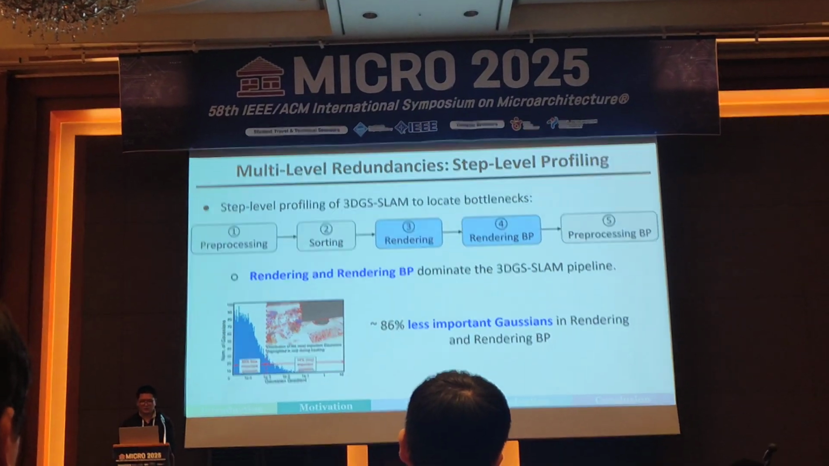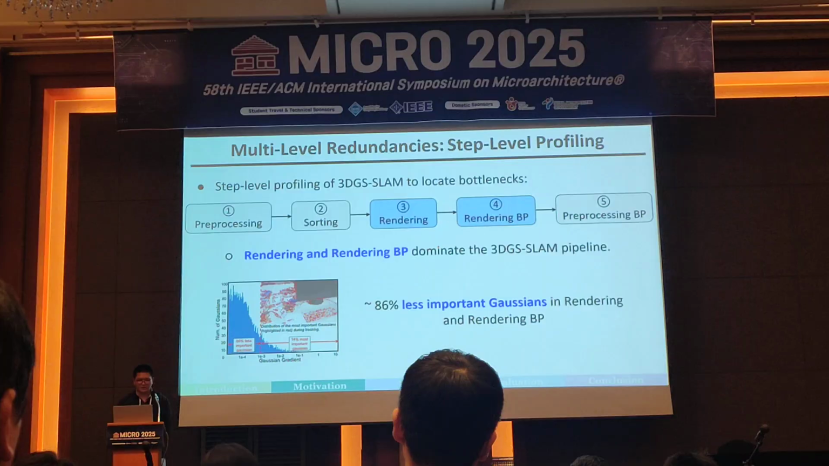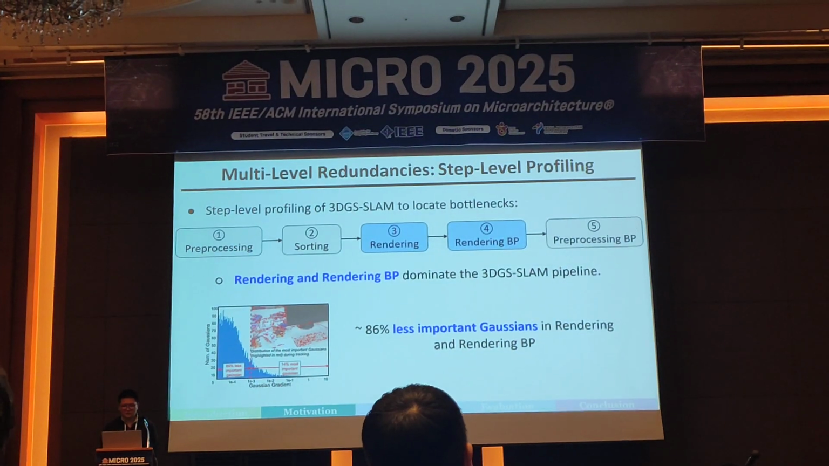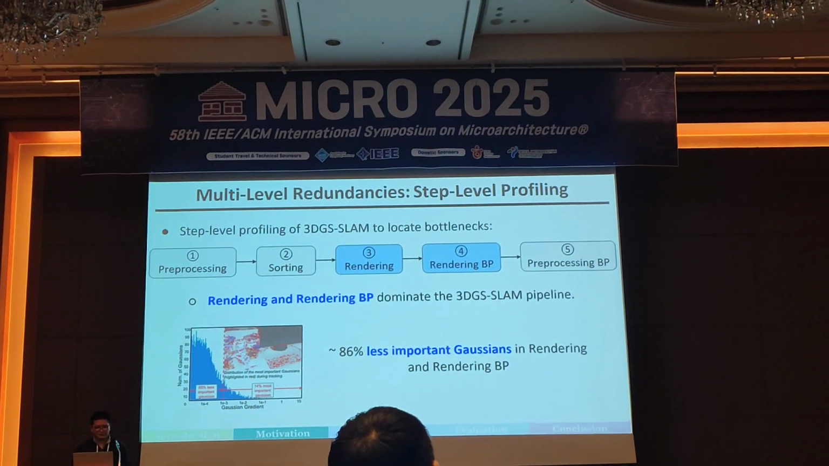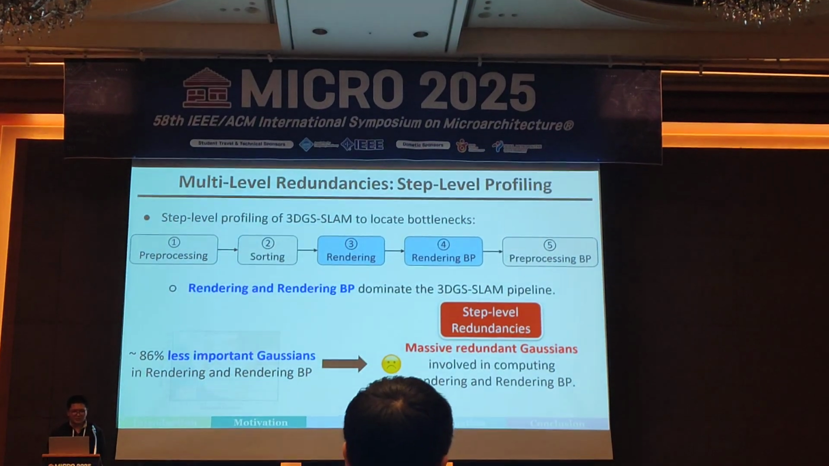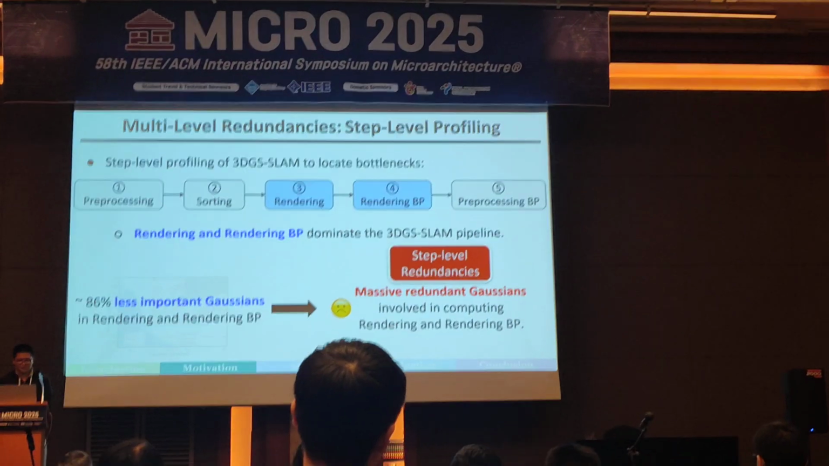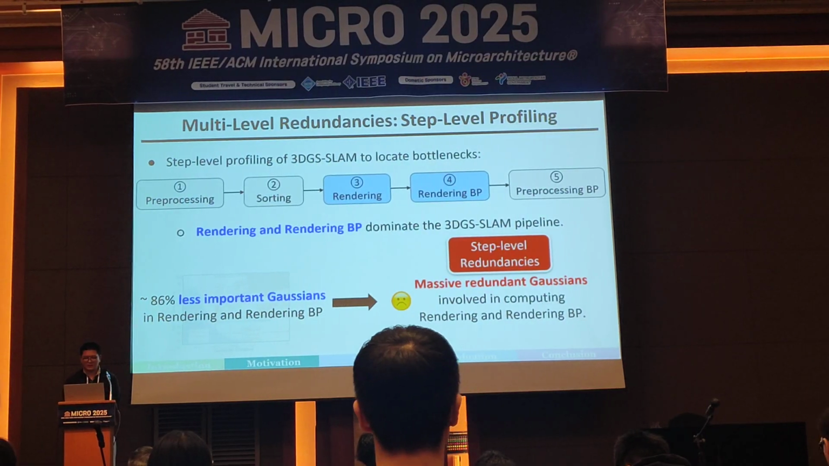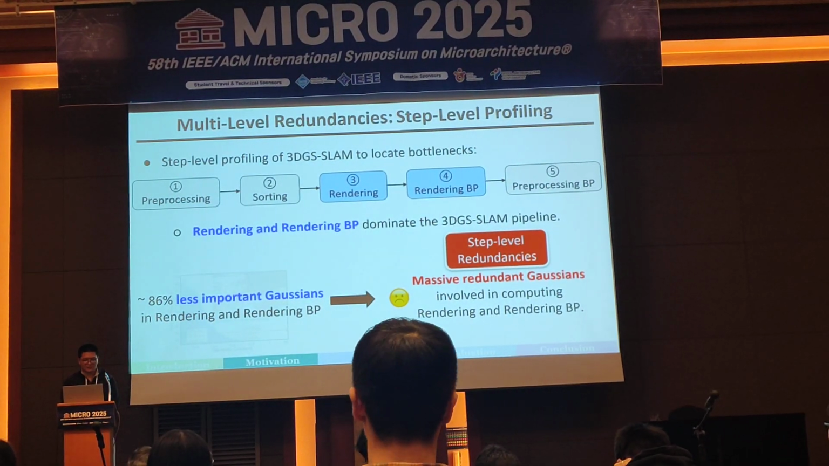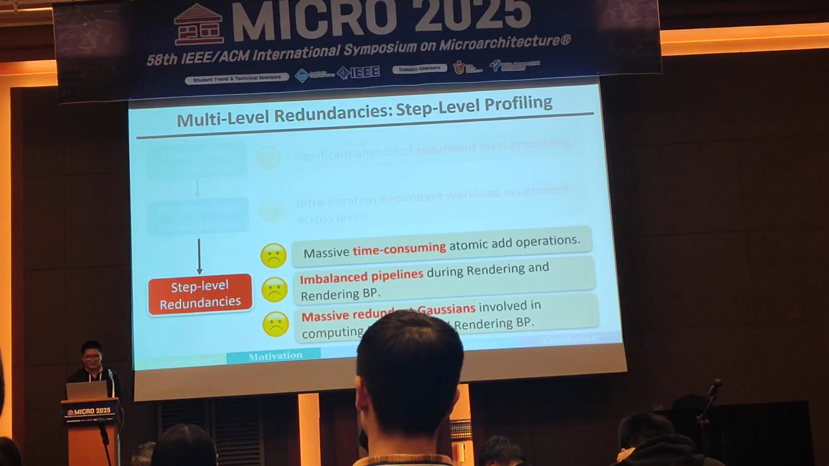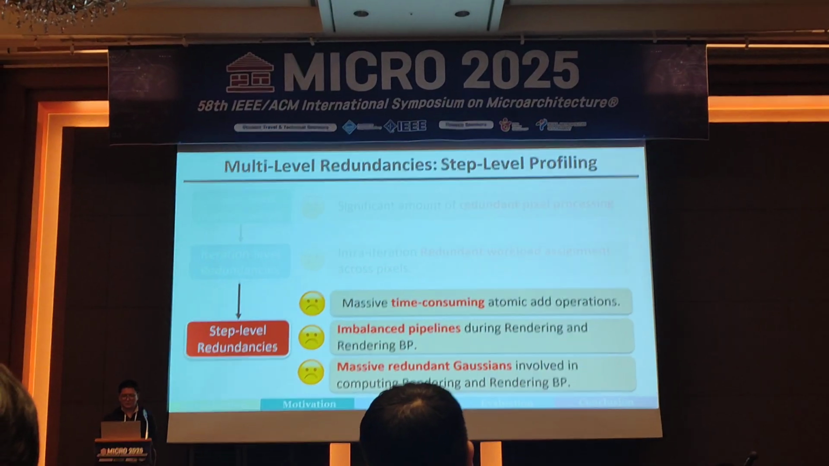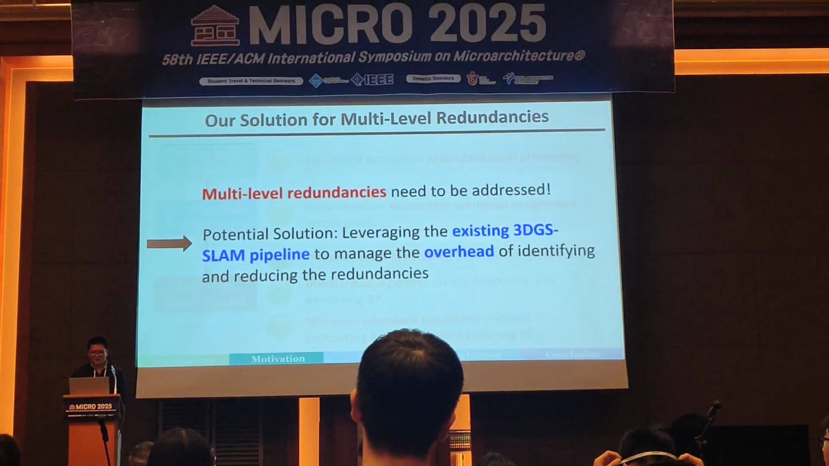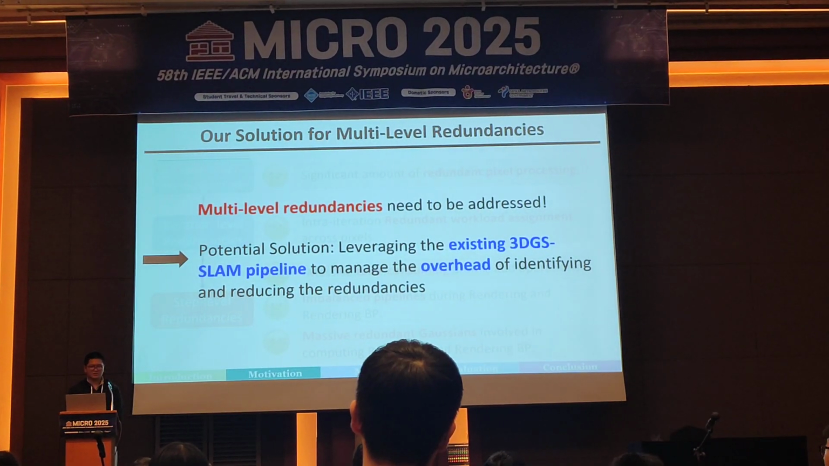So we calculate the influence of each Gaussian's gradients on the final camera gradients. As shown in the figure, about 86% of Gaussians in rendering and rendering propagation are less important. So a massive number of redundant Gaussians are involved in computing rendering and rendering propagation, yet they have only a minor impact on the final camera optimization. So these are the step-level redundancies we can observe. This multi-level redundancy must be addressed.